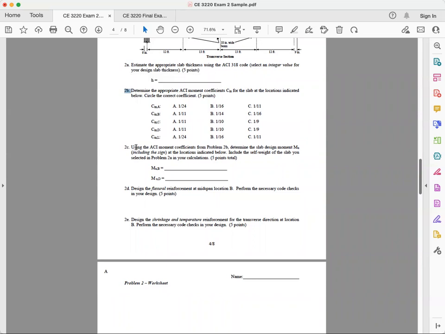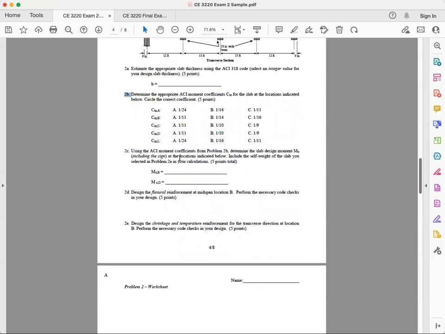And then it says that using the ACI moment coefficient from problem 2B, using one of these values, determine the slab design moment Mu, including the signs at the locations indicated below, including the self-weight of the slab when you select the thickness in problem 2A in your calculations, 5 points total. All right, so several things. Use the moment coefficient from problem 2B, meaning you pick the number from here, the answer you already selected in 2B.